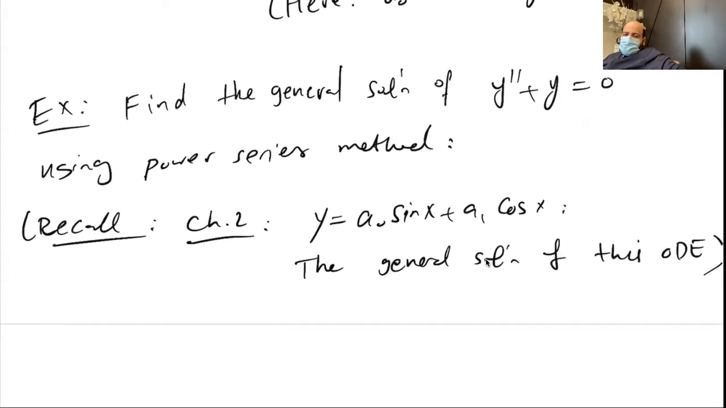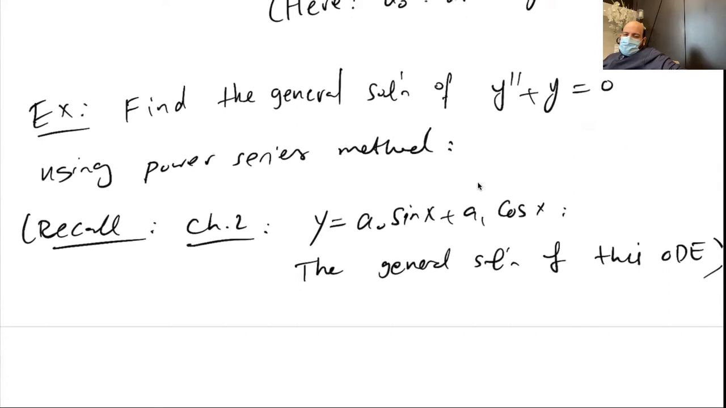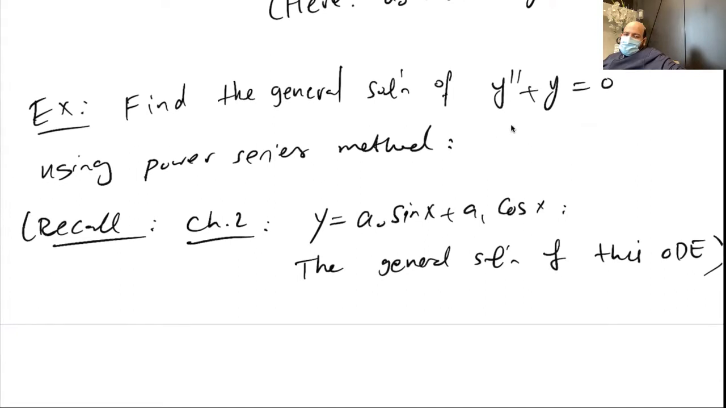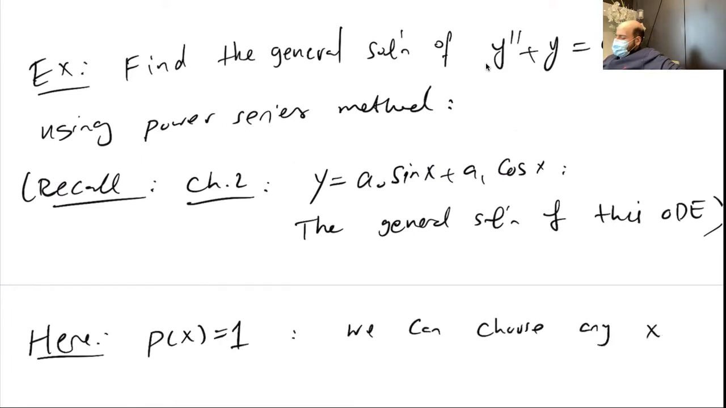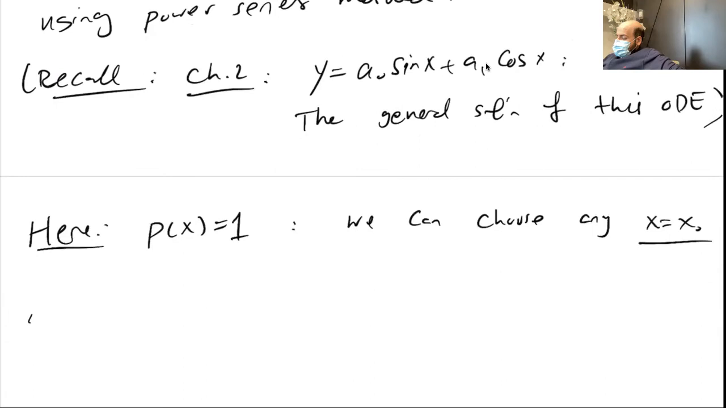So again, the first step would be to start with some point x equals x naught, which is supposed to be an ordinary point for our ODE. So here, again, P of x is 1 because the coefficient of y double prime is 1. So that means any point is an ordinary point for this ODE. So that means we can choose any x equals x naught as an ordinary point for this ODE.